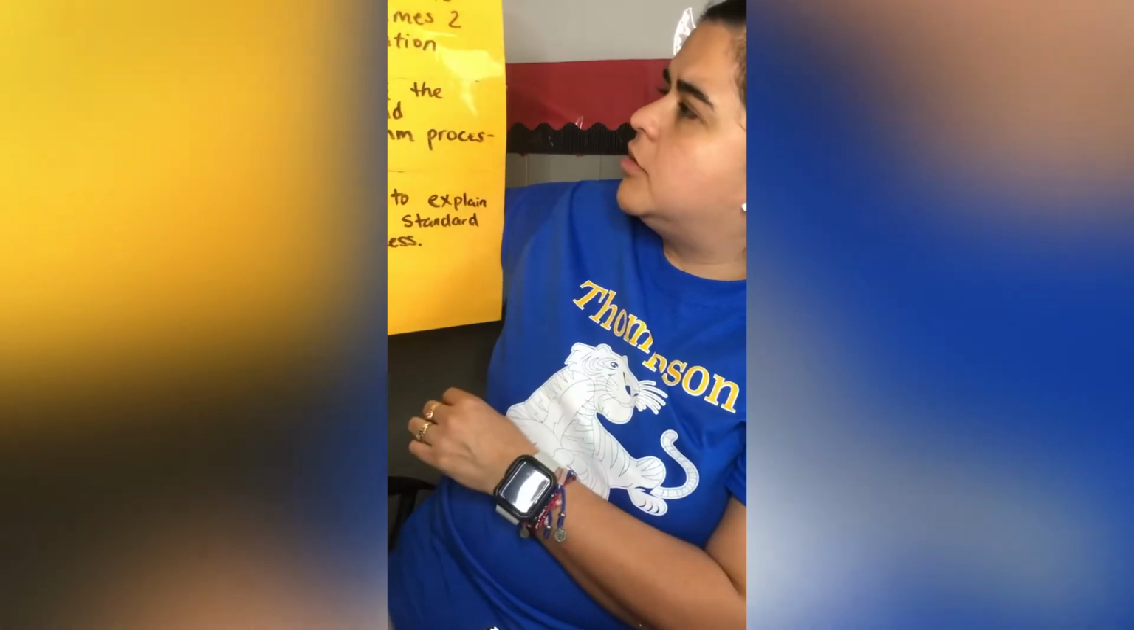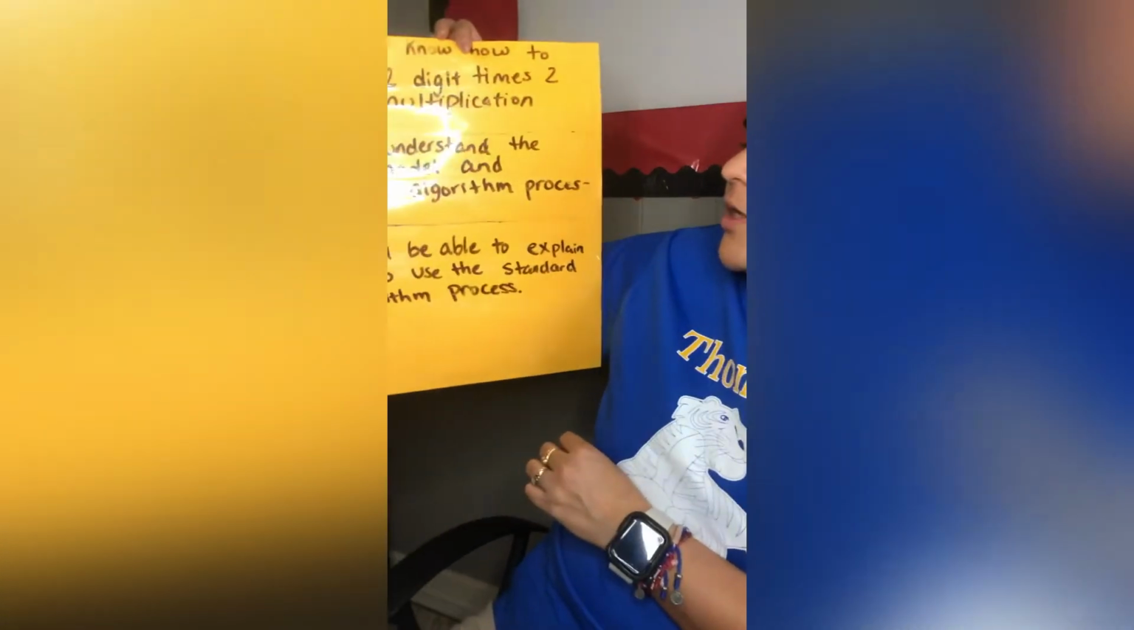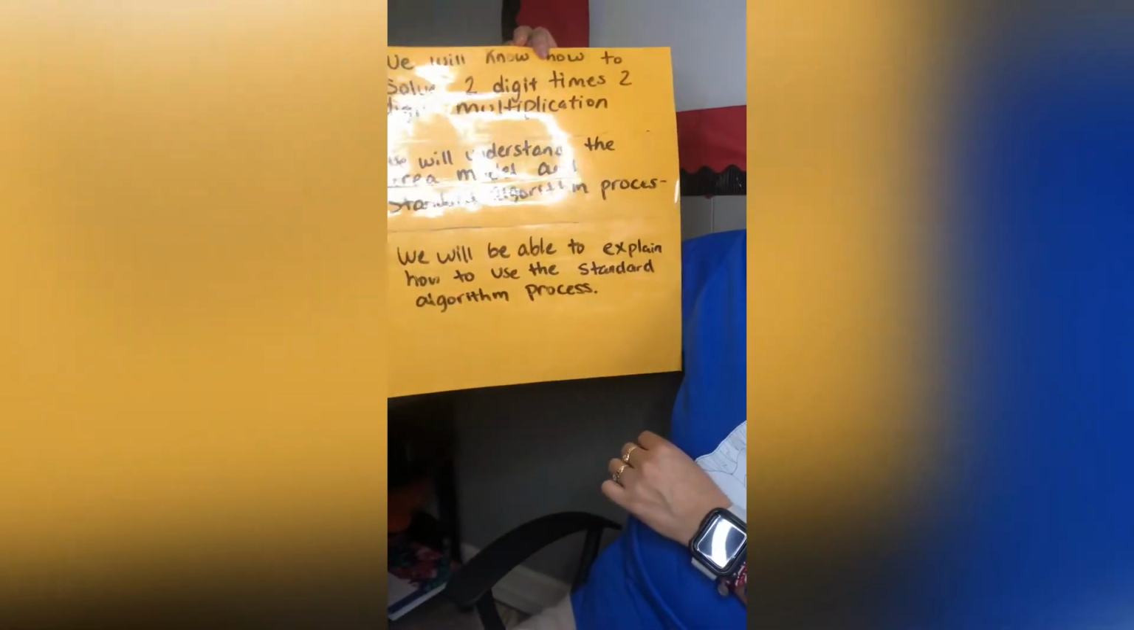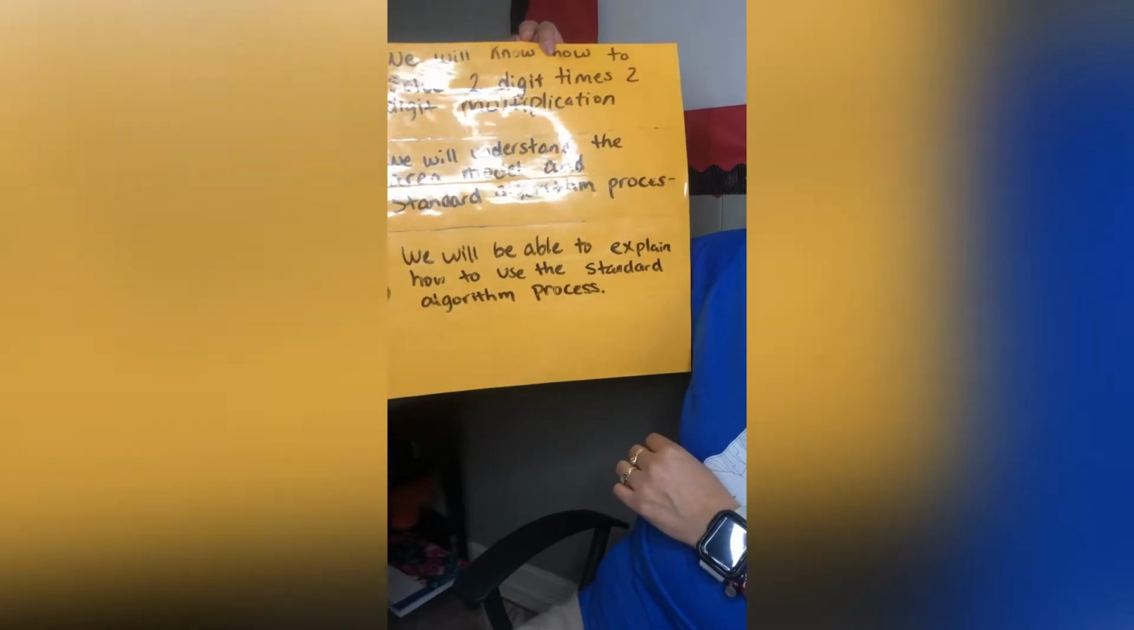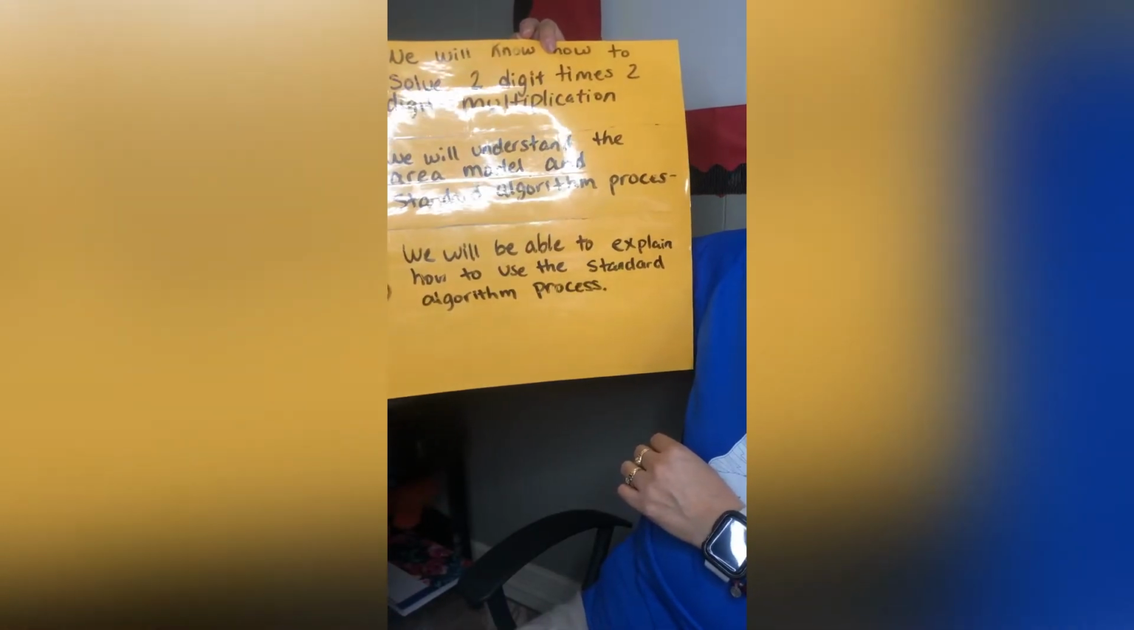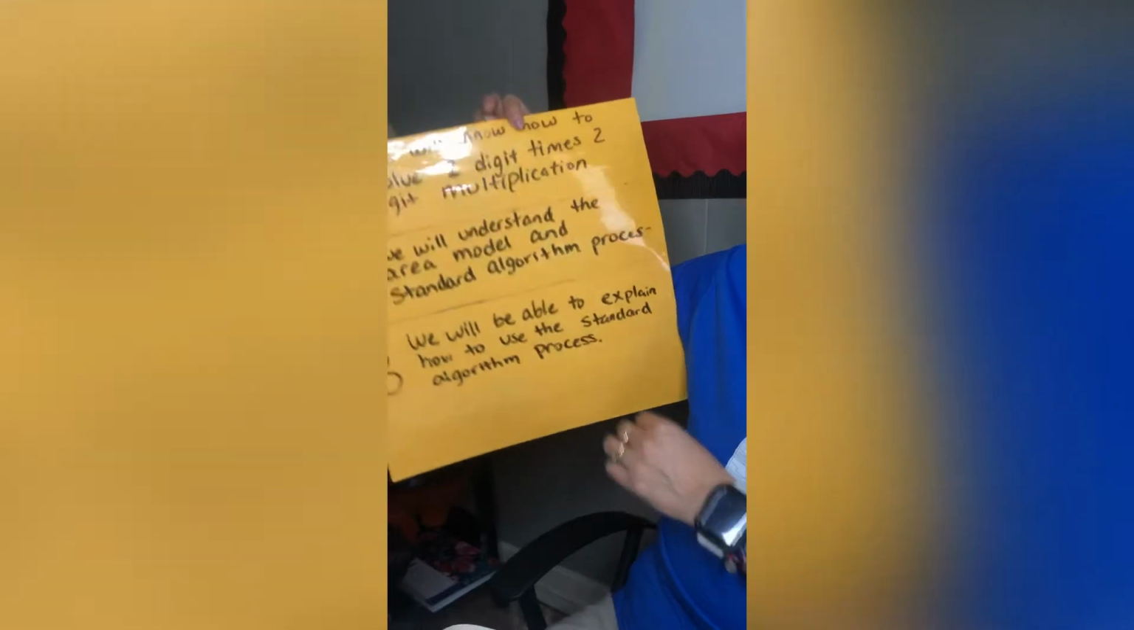Today we're just going to review multiplication 2-digit by 2-digit. It's something that you did in 4th grade, but it's a review since it's the first week of school. Our objective: we will know how to solve 2-digit times 2-digit multiplication. We will understand the area model and the standard algorithm process, and we will be able to explain how to use the standard algorithm process.